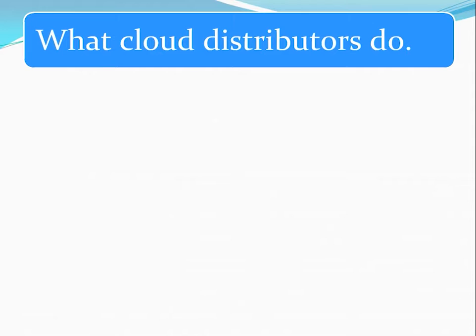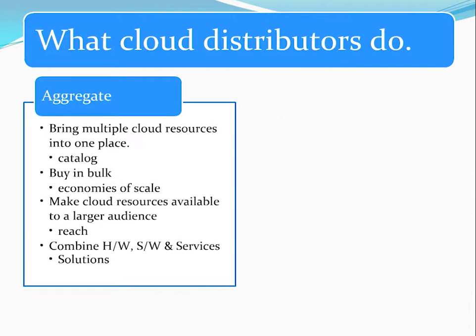So here's what the cloud does, what distributors do. Now, what does a cloud distributor do? A cloud distributor does three things. They all begin with A. First, we aggregate. A cloud distributor will bring multiple cloud resources right into one stop shop. That's the catalog. We understand that. And that's what cloud distributors do. We aggregate a lot of resources into one place. And we buy in bulk.